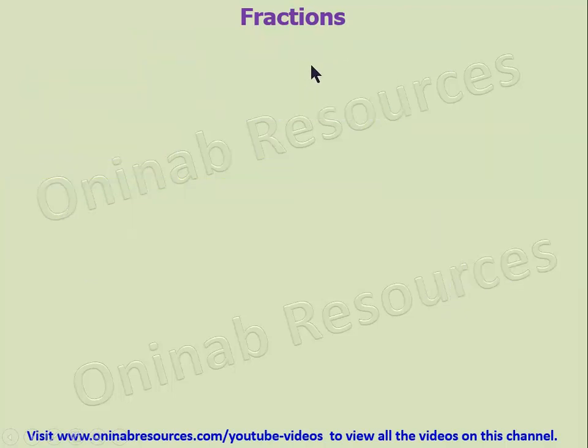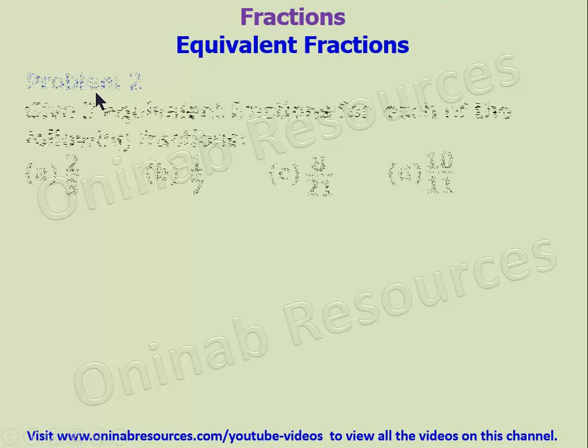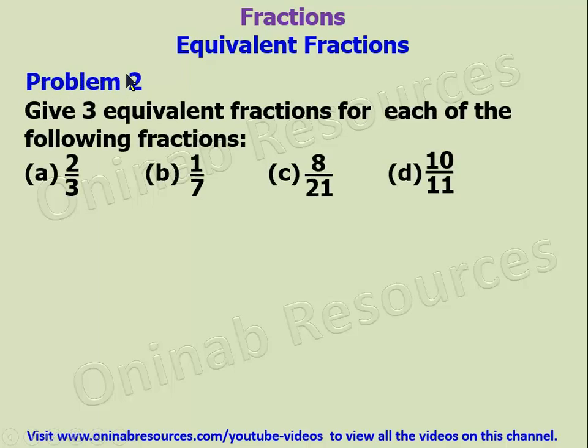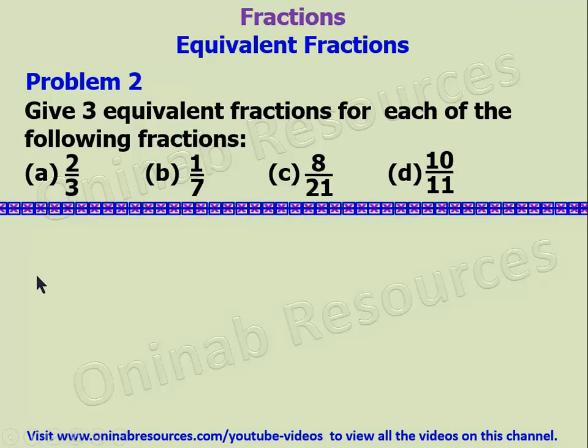So here we are going to equivalent fractions. That's where we'll be taking our second problem. So problem 2, give 3 equivalent fractions for each of the following fractions: A, 2 over 3, B, 1 over 7, C, 8 over 21, and D, 10 over 11. So we start from A part of the problem.